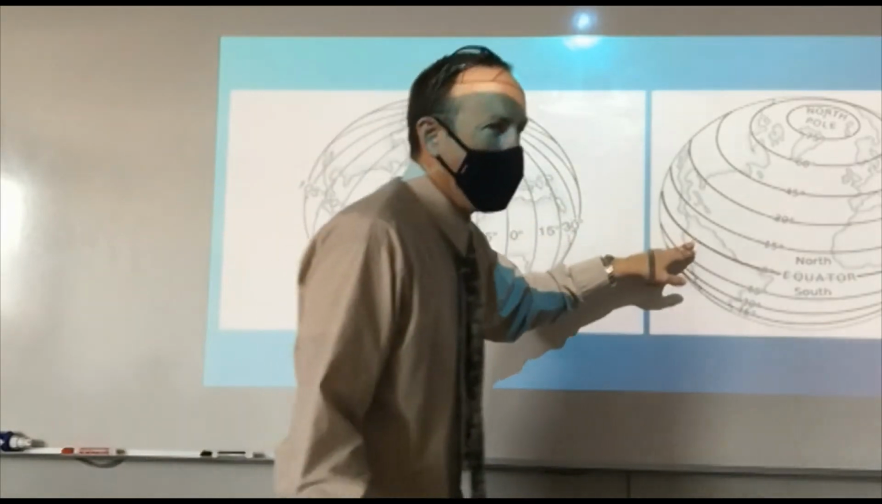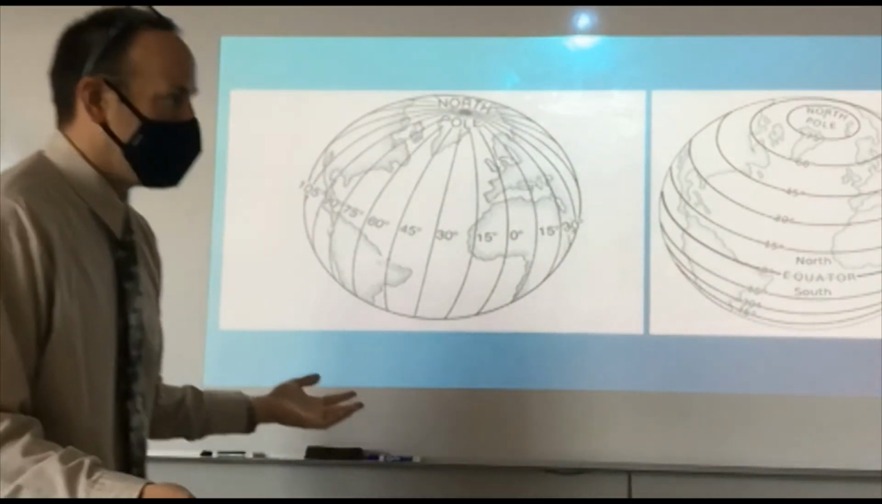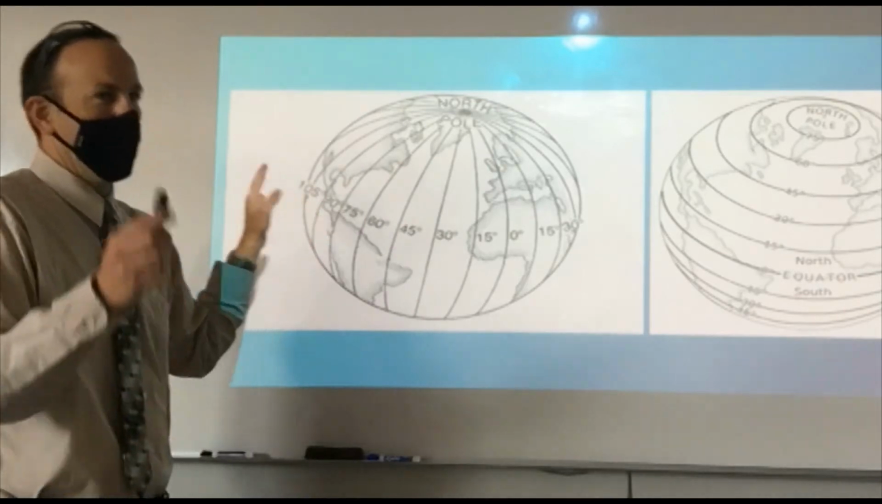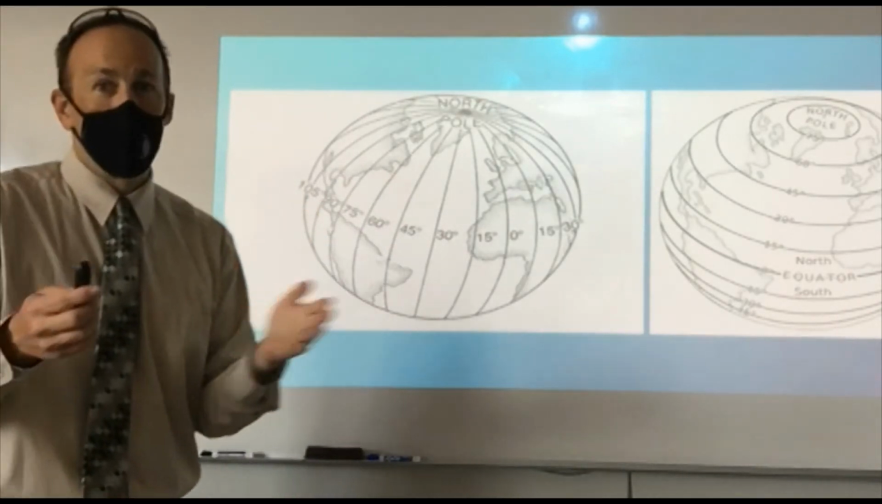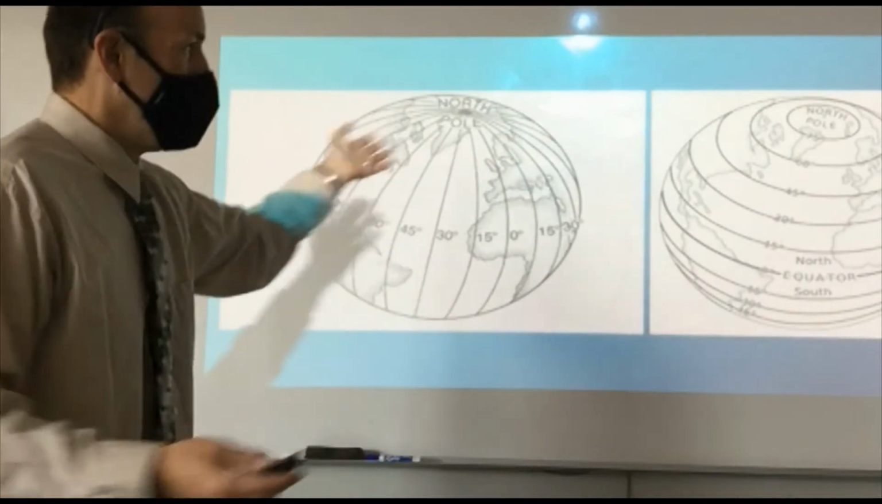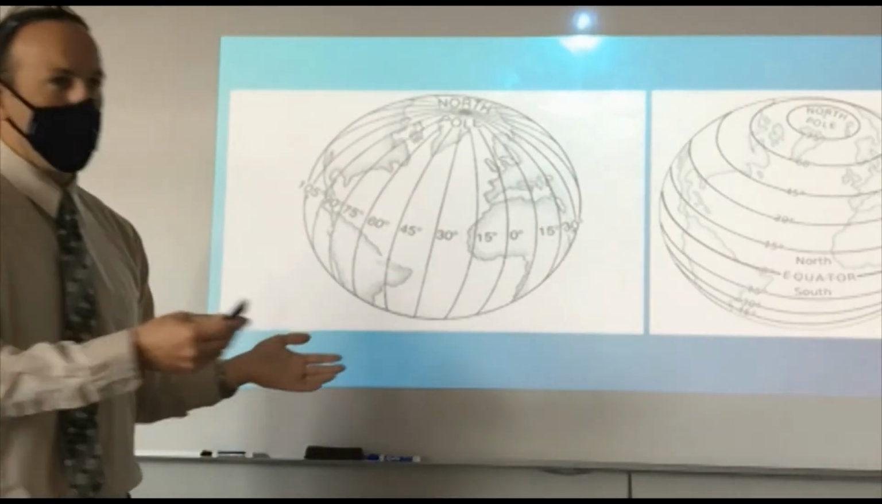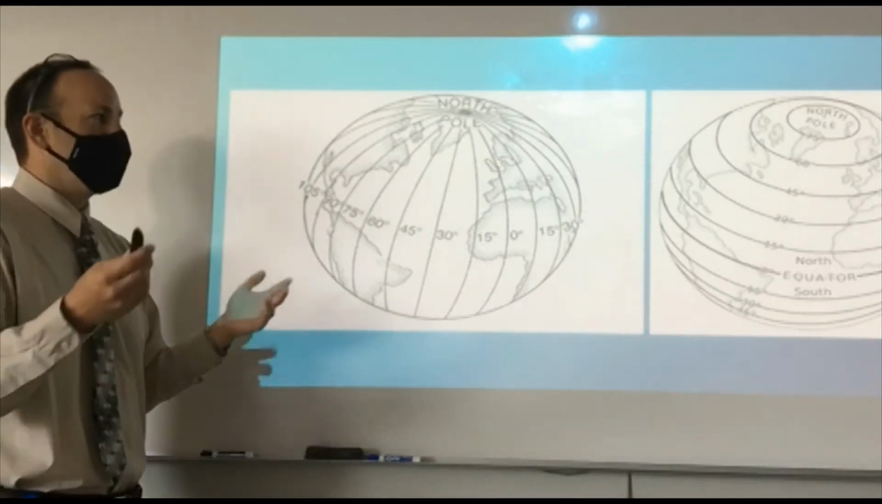Over here, the equator is the equator. Like, you can't change that. This one's completely arbitrary. Okay? You should be able to know the difference between longitude and latitude. If I give you a globe of each one, and I say which one's latitude, which one's longitude, you should be able to figure it out.